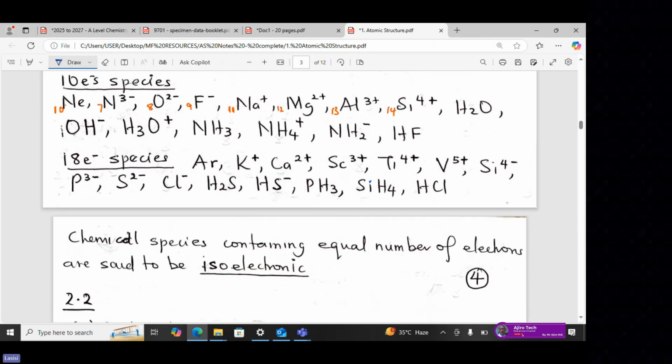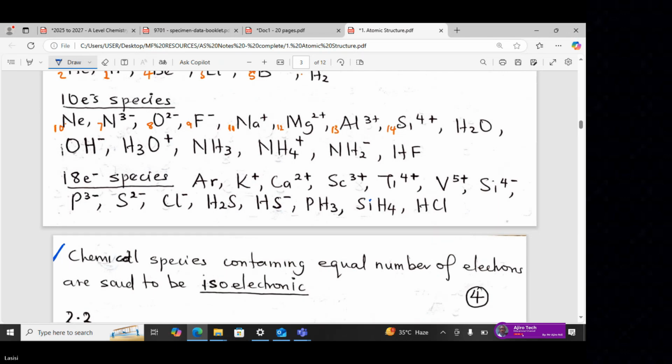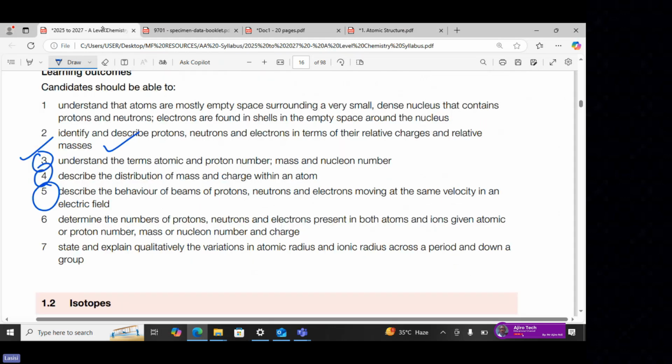The next one, they all have 18 electrons. Is that okay? So chemical species, can you read this? Chemical species containing an equal number of electrons are said to be isoelectronic. Do you get the point now? Settled. I'm done with that.